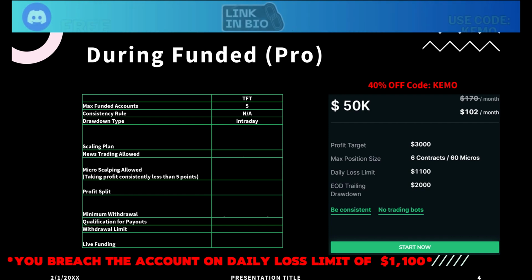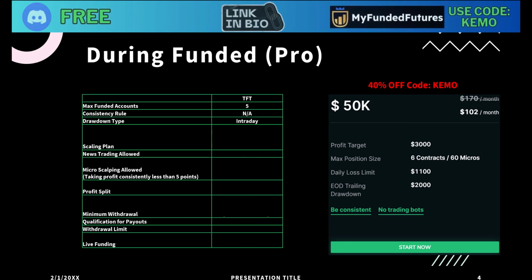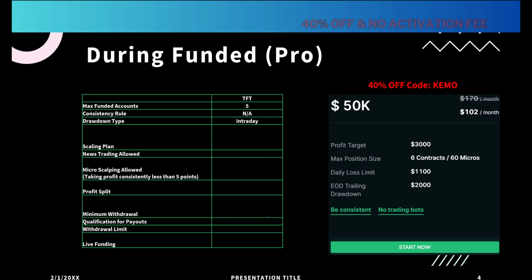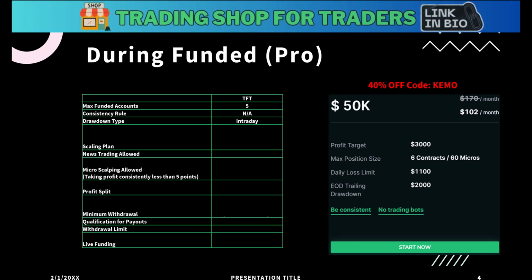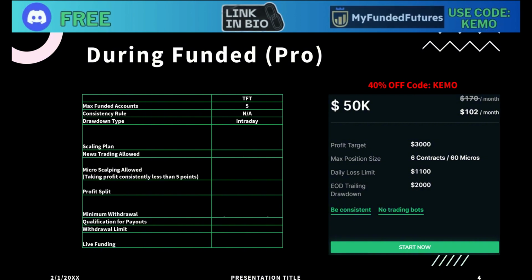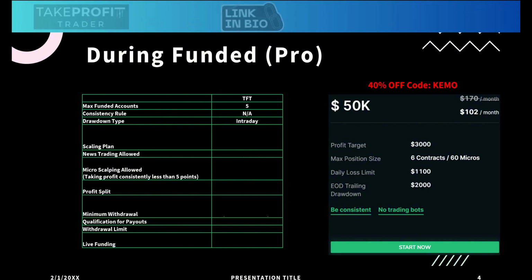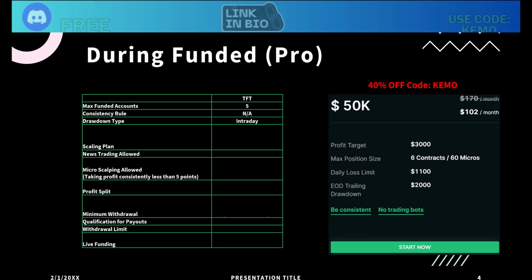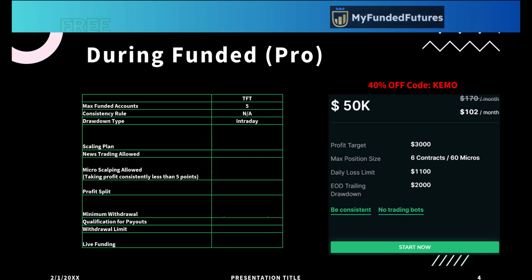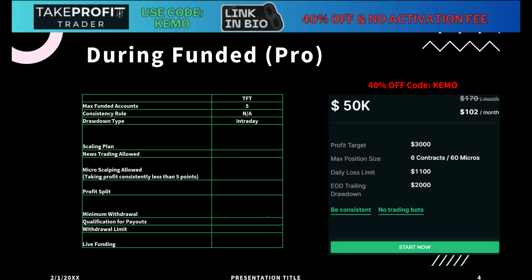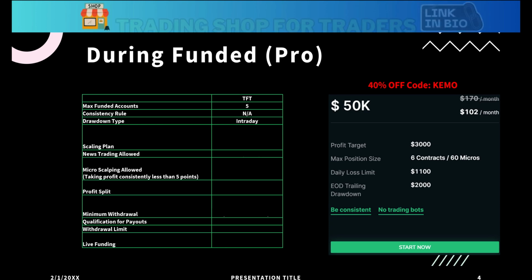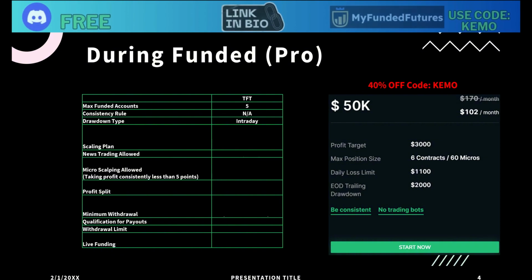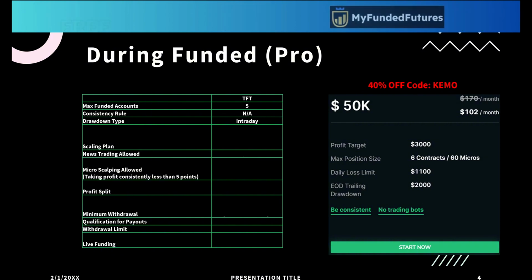This is one thing that I really hate, and I would like to emphasize it pretty hard, because I don't want anyone getting into these accounts and blowing them by accident just because they didn't know the trailing drawdown type switches from end of day trailing drawdown to intraday trailing drawdown when you get to the funded phase. You can breach it pretty easily on the daily loss limit, because the daily loss limit is less than the max loss limit. So I want you to understand that pretty well, guys, if you want to go with TakeProfit Trader.